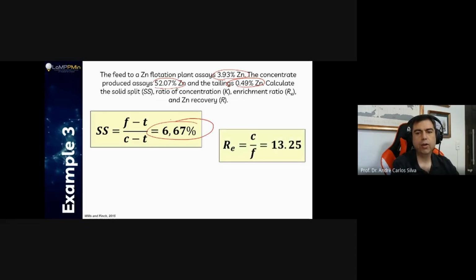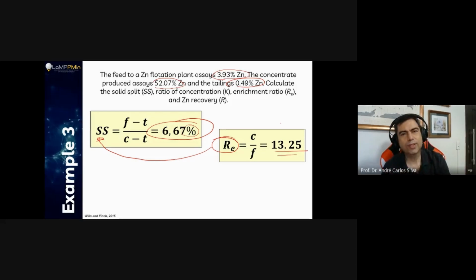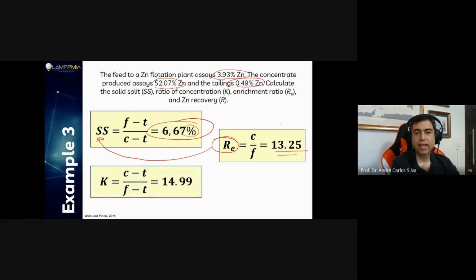With this, we can also estimate the one under this number, which will be the enrichment ratio, which is the inverse of the solid split. So I just have to invert this, of course, without considering the percentage over here, and we have 13.25. As you can see, one thing fits into the other, and that's why we can solve this. The same goes for K. We can evaluate K without any kind of flows. I just need grades. So let's do this, and we end up having almost 15 for K.